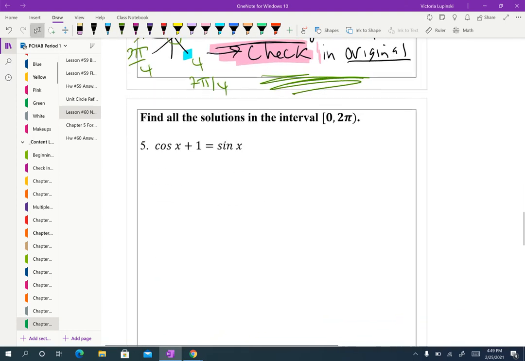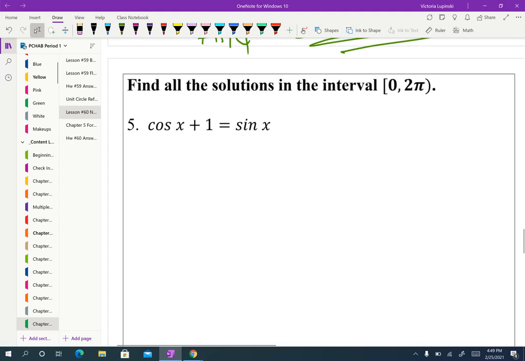One last example, again, find all the solutions from 0 to 2 pi. So you just have to be mindful of the interval that's being asked. So 0 to 2 pi it is. Take a look here again. We've got some trouble. We've got two different functions. Nobody is squared. There are no good options other than for me to square both sides.